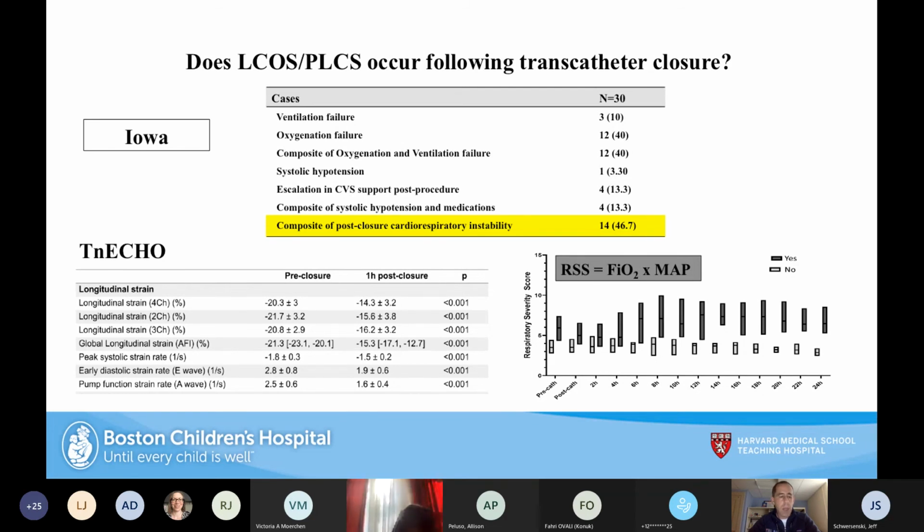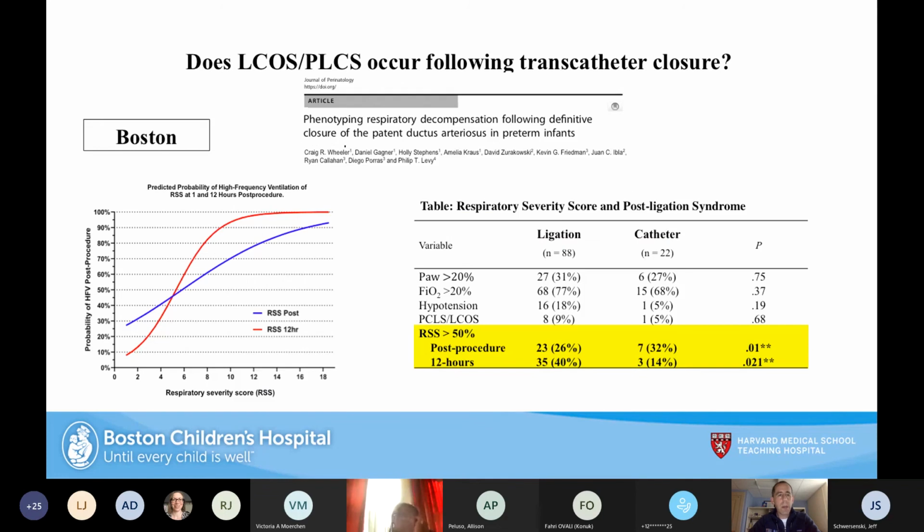They used those advanced metrics with targeted neonatal echo. They also used novel approaches with respiratory severity scoring, looking at FiO2 and the mean airway pressure. Now, our own experience in Boston focused more on the respiratory phenotype. What we were able to show is that those babies who underwent ligation had higher respiratory severity scores immediately following the procedure, up to 12 hours, that were predictive of who would escalate from conventional ventilation onto high frequency ventilation.